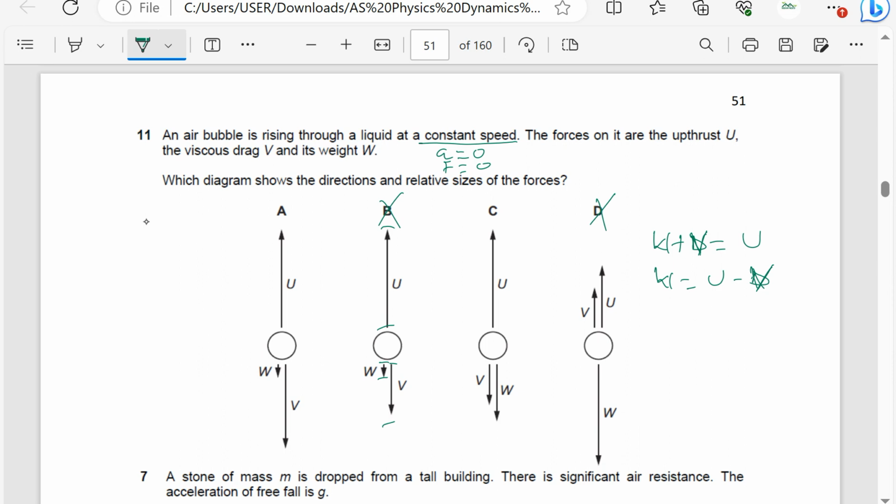But since it is an air bubble, so this is going to be wrong. The answer is going to be A. Because if it is an air bubble, for an air bubble, the weight is much less than the viscous drag. I don't even need to measure these ones. So the answer is going to be A. So for an air bubble, the weight should be less than the viscous drag because the air bubble is very light. So it means the viscous drag will be greater than the weight. So the answer is going to be A.